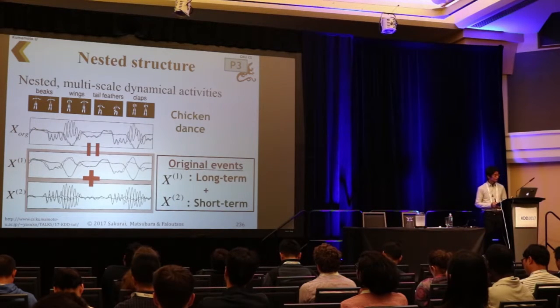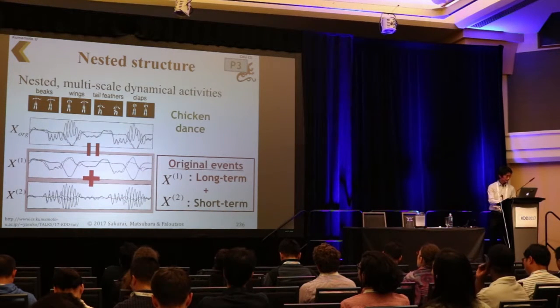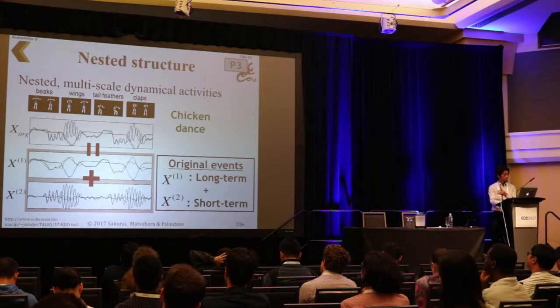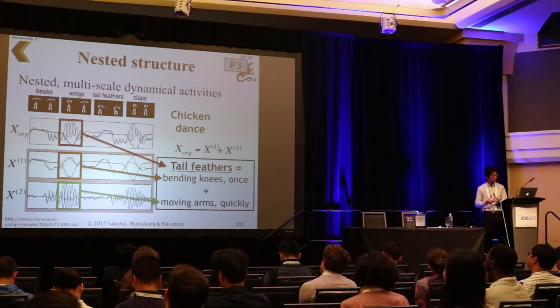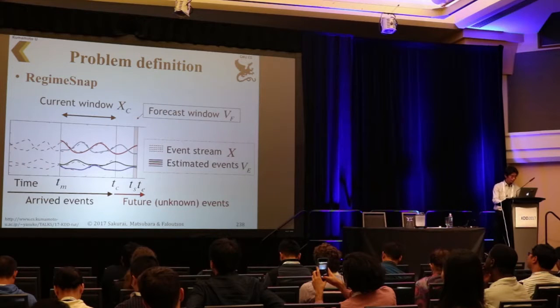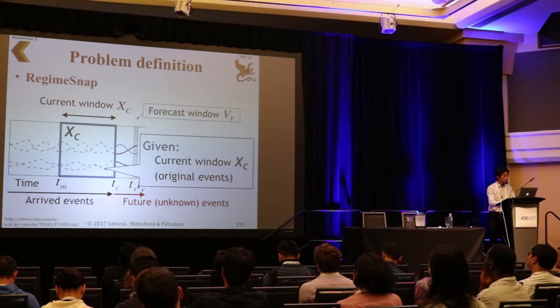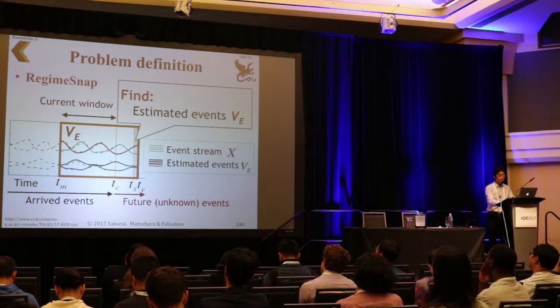The third idea is nested structure. For example, if we forecast the chicken dance, we use two types of model. One is for long-term forecasting, and another is for short-term forecasting. Or we can combine these models for better forecasting. And for the problem definition, we focus on the current window of the original event stream, choose the best model among the many models, and do the forecasting. Okay.